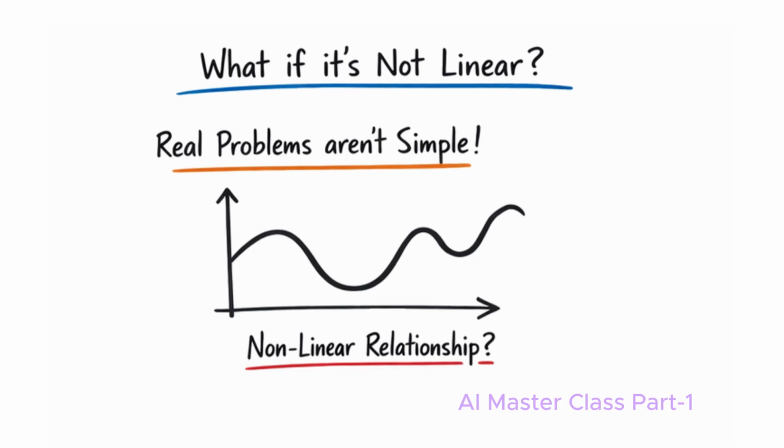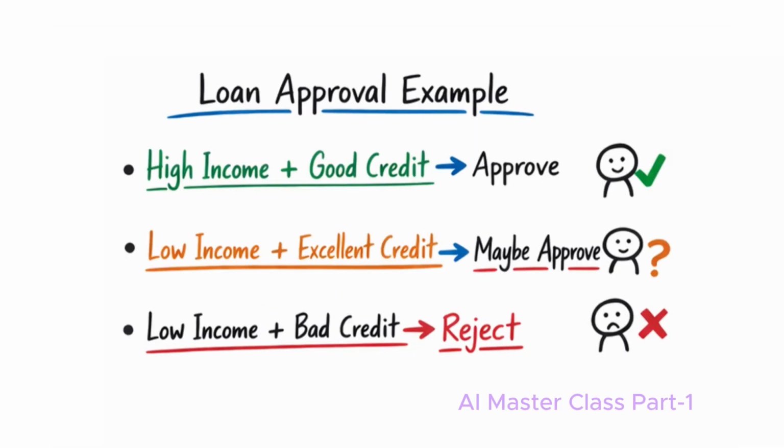Let us take a simple example. Suppose you are trying to approve a loan. Now, the decision is not based on just one factor like income. You might think like this: if the income is high and the credit score is good, then you approve the loan. If the income is low but the credit score is excellent, then maybe you will still approve it. But if both are low, then definitely you will reject the loan application.